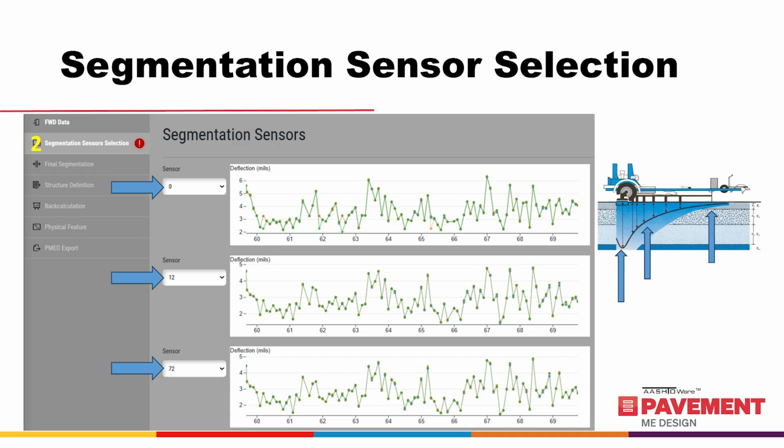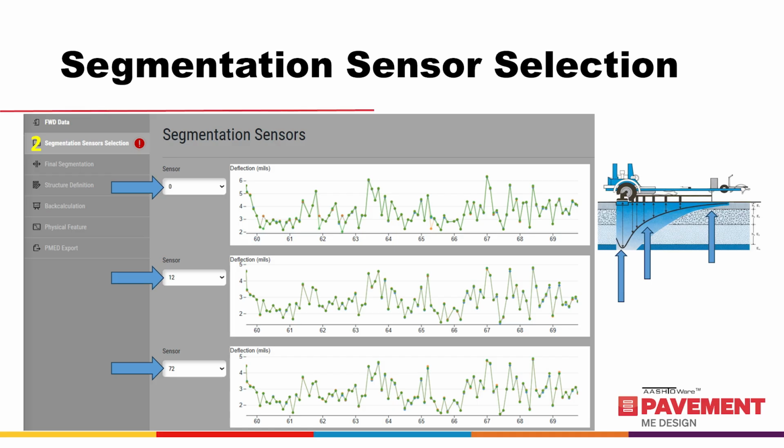In selecting the second and third sensors for segmentation, it is suggested the user change the sensors to visually see how the magnitudes of the deflections for a sensor change along the project. The idea is to select those sensors for which there is an obvious change in the magnitude along the project.